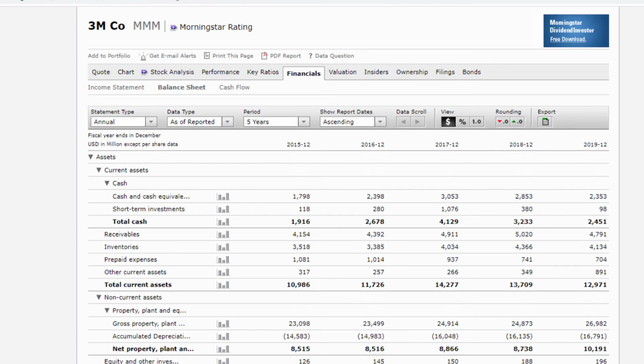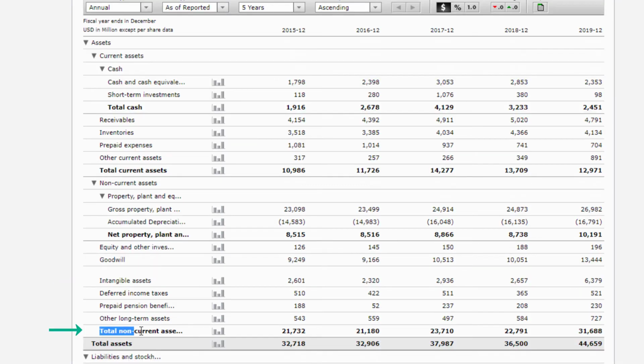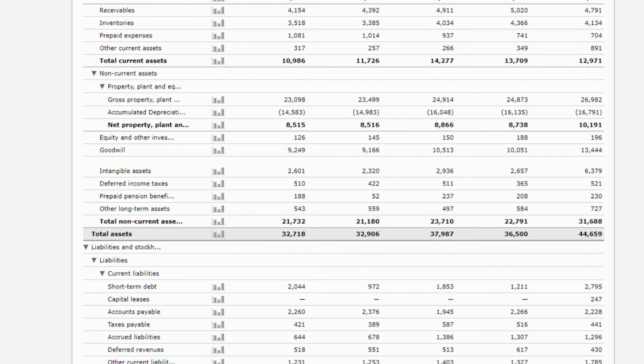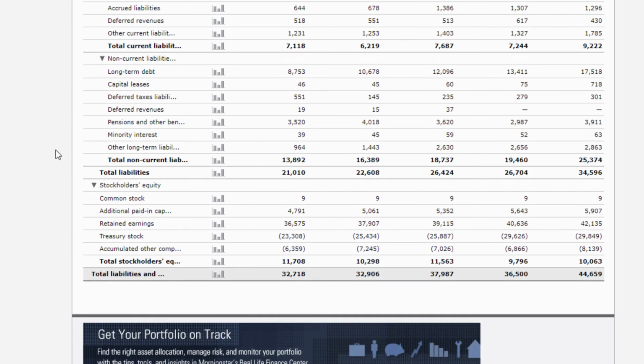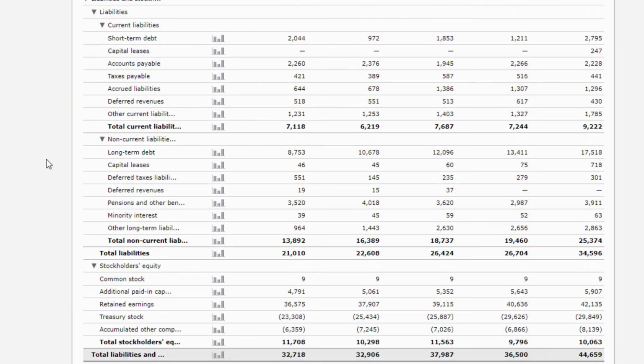So to recap, we have assets and liabilities on the balance sheet. Assets are made up of current assets and non-current assets. Current assets are made up of cash, short-term investments, receivables, inventories, and other current assets. Then we have the total non-current assets, and those are made up of property, plant and equipment, long-term investments, goodwill, intangible assets, and a few more. And we go to the liabilities. We have again the total current liabilities and the total non-current liabilities.